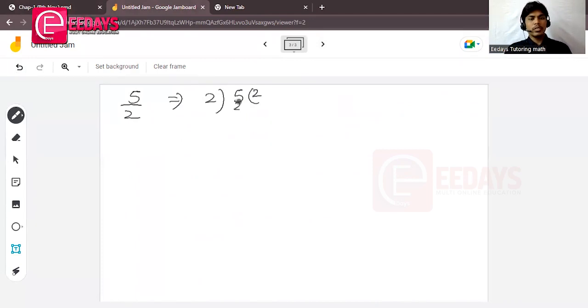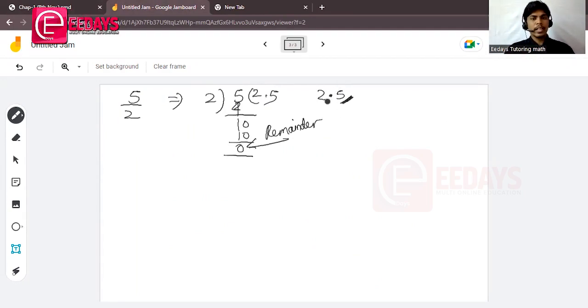So I do the division: 2 into 5 goes 2 times, with remainder 1. You put a point here and a 0. So 2 fives are 10. Finally, you get remainder 0. Observe here, after a finite number of steps, if you get remainder 0, the quotient you get is 2.5. It just stopped at 5. After 5, there is no number, so it is terminated here.